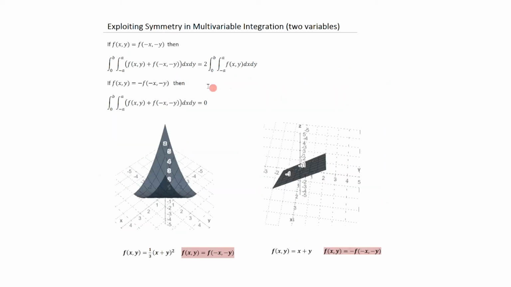So we just say then, let's say if f(x,y) equals f(-x,-y), then again we'll get a double contribution. If f(x,y) equals -f(-x,-y), then this will be equal to 0. So here are some examples to show this specific case where f(x,y) equals f(-x,-y) and f(x,y) is -f(-x,-y).